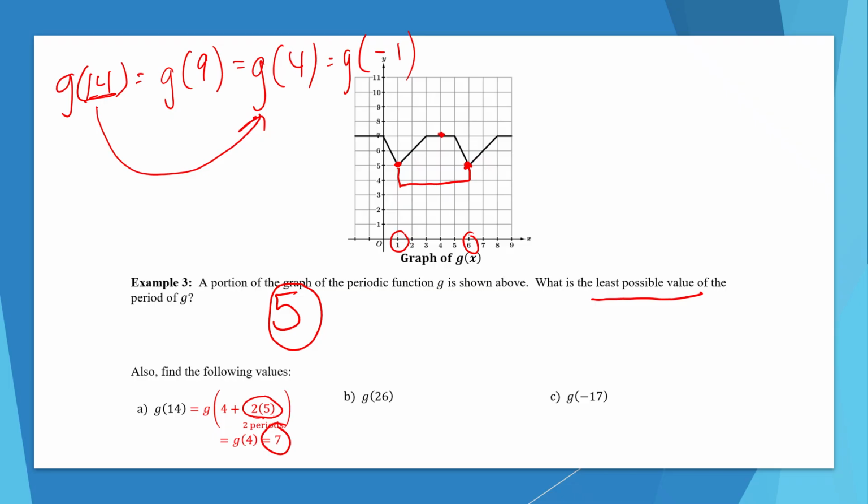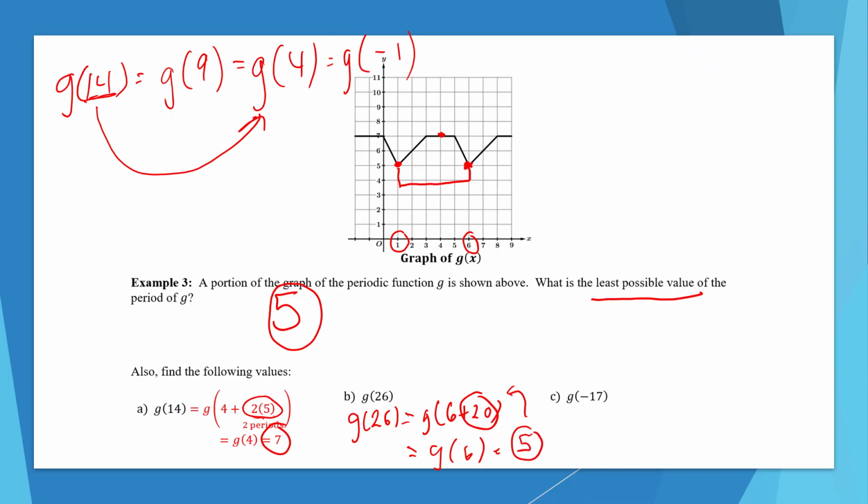We know the period is 5, right? So the g of 26 will have the same y value as g of 6 plus 20, which is 20 is 4 periods, so this should be equal to g of 6, which in this case, g of 6 is 5. So 5 should be our answer for part B.